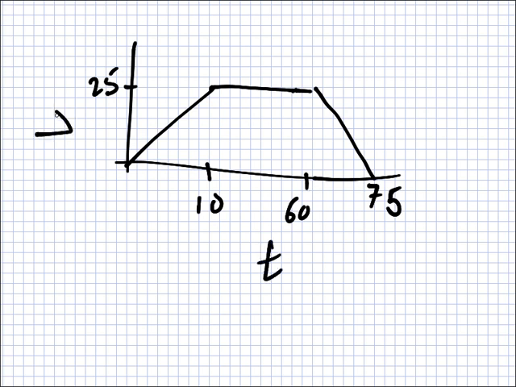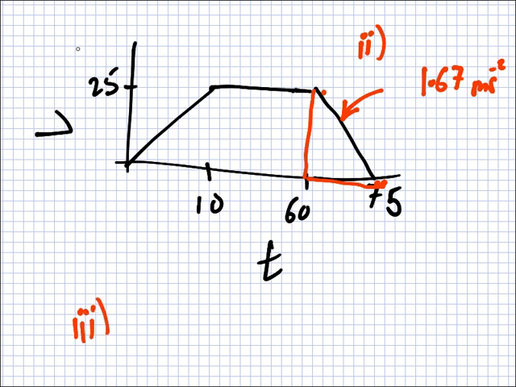Time, velocity. Okay, so they want the deceleration here. So for part 2, the deceleration. That would be 25 over 15, right? Which is 1.67. I think it's 1.6 repeating. Yeah, 1.6.